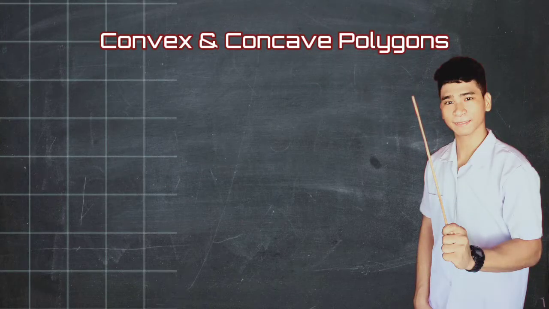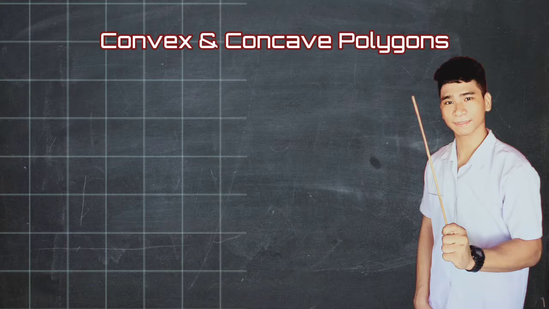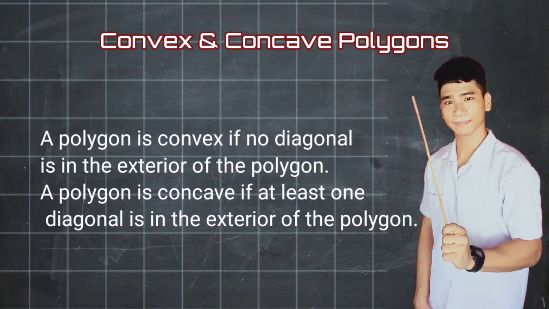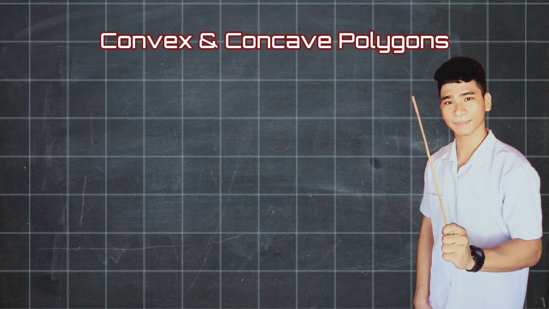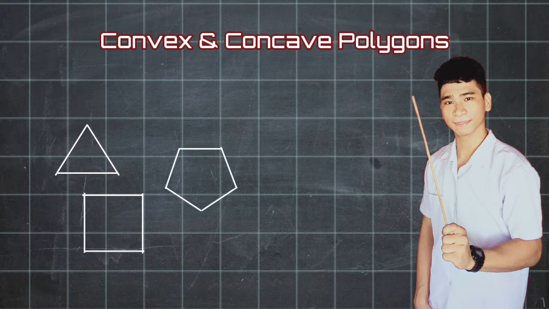So let's move to the convex and concave polygons. Okay, so according to definition, a polygon is convex if no diagonal is in the exterior of the polygon. A polygon is concave if at least one diagonal is in the exterior of the polygon. Okay, so for the examples, we have triangle, we have a box, and pentagon.